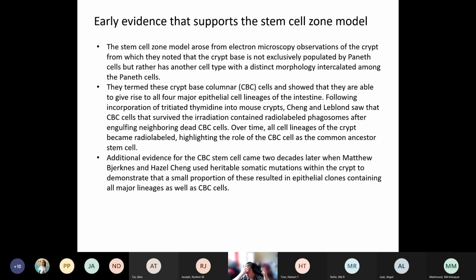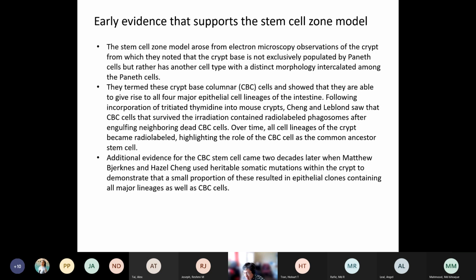Okay, scientists are always relying on some kind of labeling to tell them a story. And later on, much later, two decades later, Hazel Chen, who at the beginning was a trainee of the scientist and now became a professor, and his colleagues used heritable somatic mutations to demonstrate the same point.